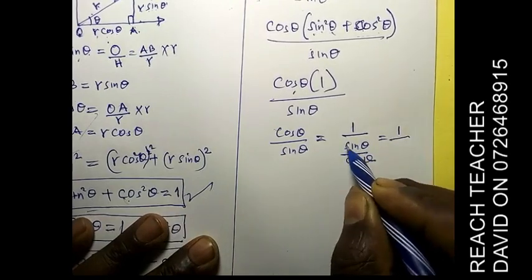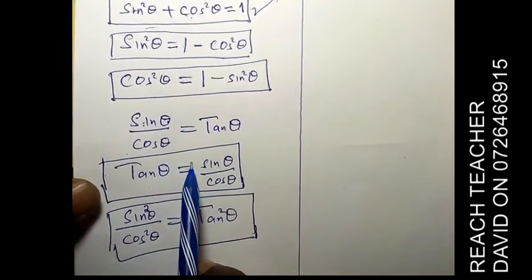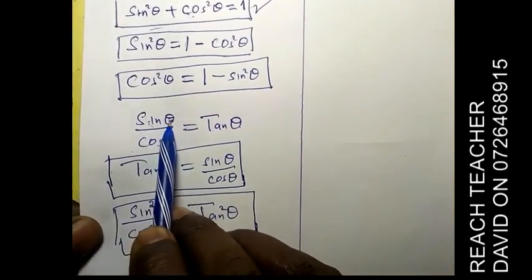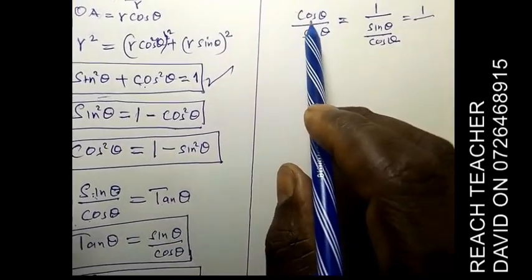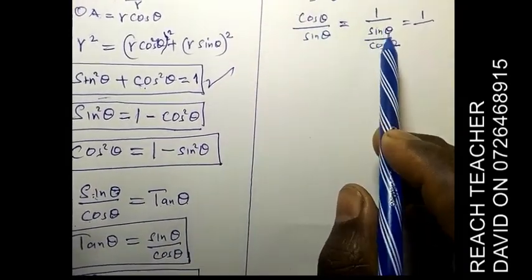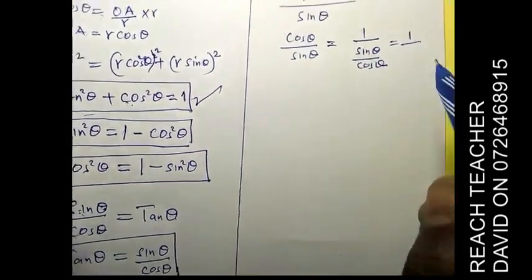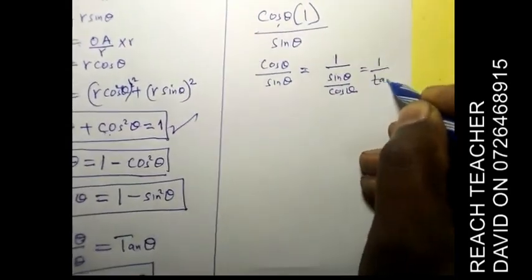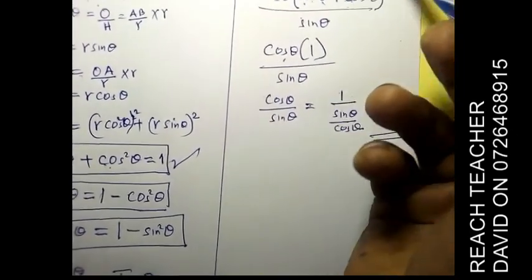What is this? You know what is this? It is what I told you here. Sine theta divided by cos theta, the answer is tan. So this is the inverse of this. Therefore 1 over sine theta over cos theta, the answer is 1 over tan theta. Hence you have shown that this one equal to this.